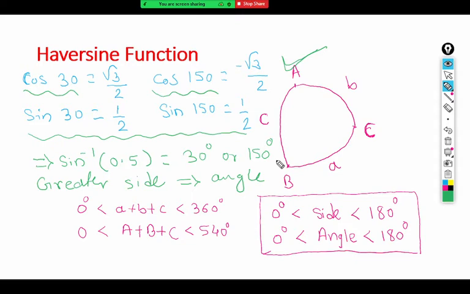Remember, 99.9% of examples are solved without Haversine. Near about all examples we can solve without the Haversine function. There is a very rare situation where the sine rule is not applicable, and the remaining formulas will not work, and only then do you have to go to the Haversine.